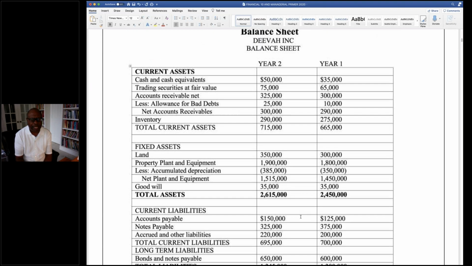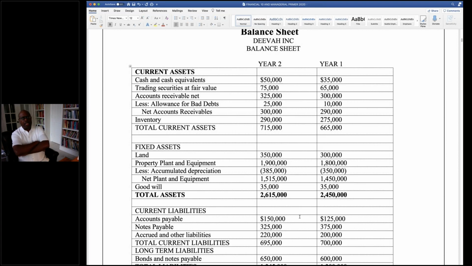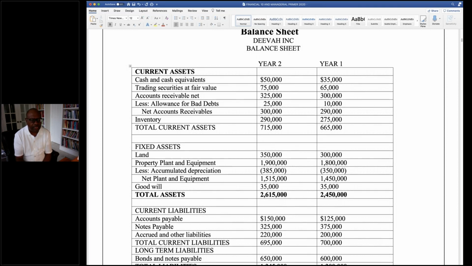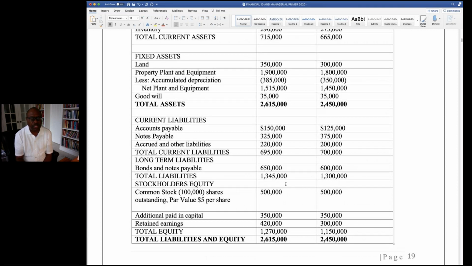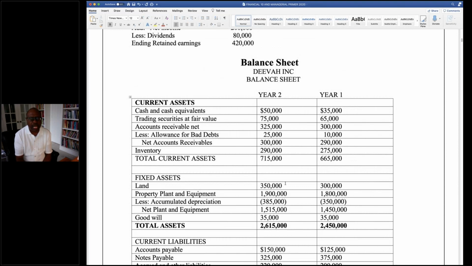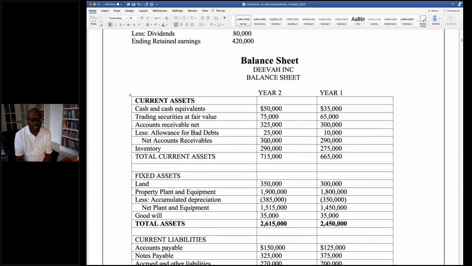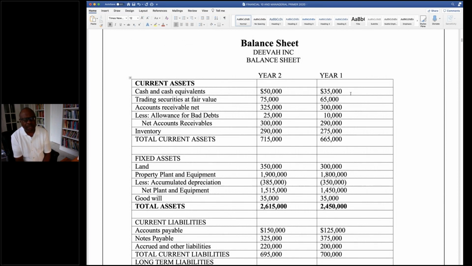Finally, we have the balance sheet. And what the balance sheet does, it shows you, okay, these are the assets, liabilities, and stockholders' equity. Year one at the start of the period, year two at the end of the period. And so on the next study problem, we will be looking at the beginning year one financials, then year two in terms of the balance sheet.